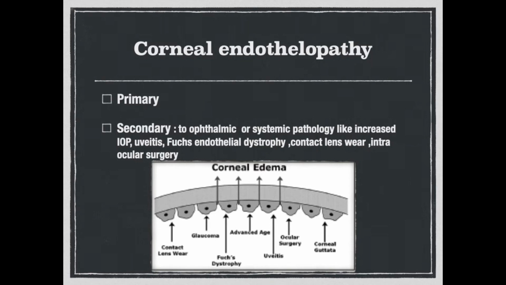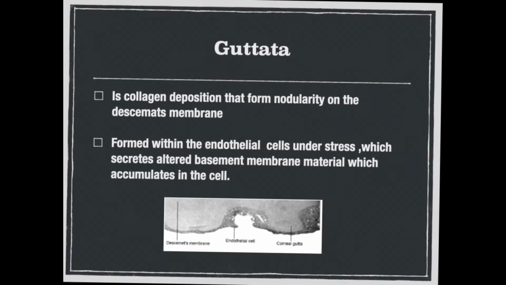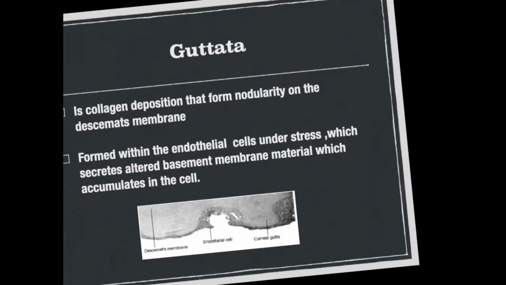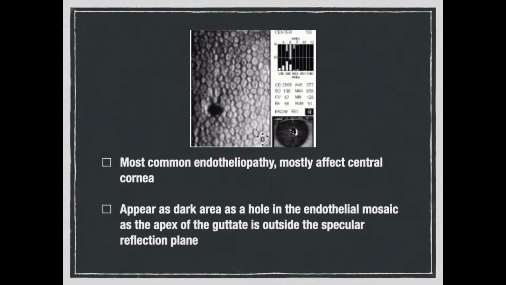Secondary endotheliopathy follows ophthalmic or systemic pathology like increased intraocular pressure, uveitis, Fuchs endothelial dystrophy, contact lens wear, and intraocular surgery. Guttata is collagen deposition that forms nodularity in the Descemet membrane, formed within the endothelial cells under stress, which secrete altered basement membrane material that accumulates in the cell. That means there is intracellular accumulation of collagen, which appears in the form of nodules and creates nodularity. Here it appears as a dark spot because it's not apparent in the specular reflection we do. So it's like an elevated point and does not appear on the plane of the image we take.